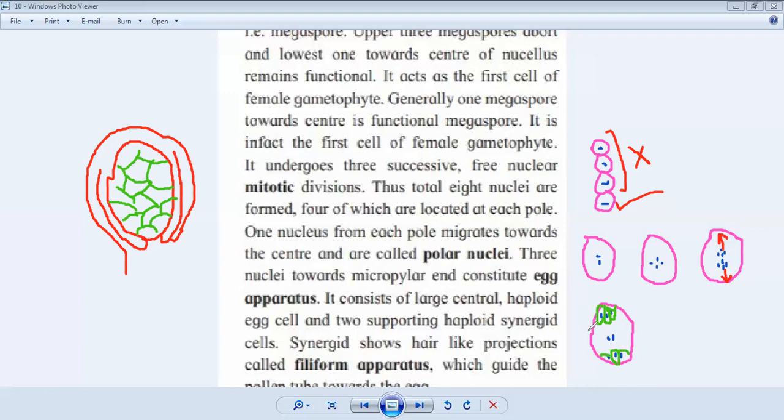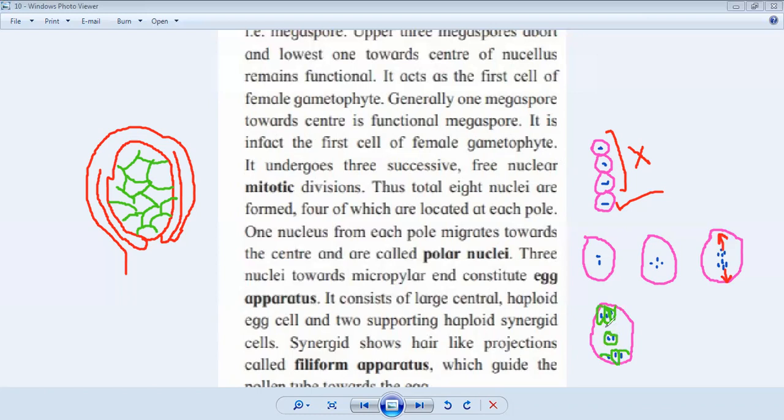So the part of the structure like this, that is 3 nuclei on the upper side, 3 nuclei at the lower side, total 6, and the 2 nuclei are at the center. So in this way the female gametophyte, we can say that it is the embryo sac, will be developed there.